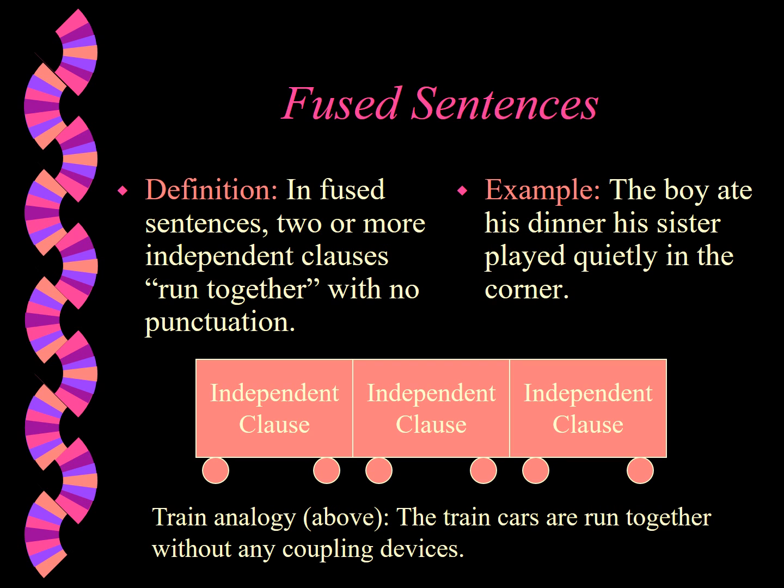In fuse sentences, two or more independent clauses run together with no punctuation. For example, the boy ate his dinner his sister played quietly in the corner. If you use the train analogy as seen here, the train cars are run together without any coupling devices, thus making the sentence seem cumbersome and awkward.